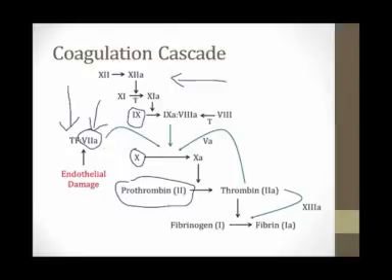That means that the factor 7 level will be the first level to fall when a patient becomes vitamin K deficient. That makes the extrinsic pathway, which is tested by the PT, the much more sensitive test to vitamin K levels, and therefore that's the better test when you're looking for a vitamin K deficiency.